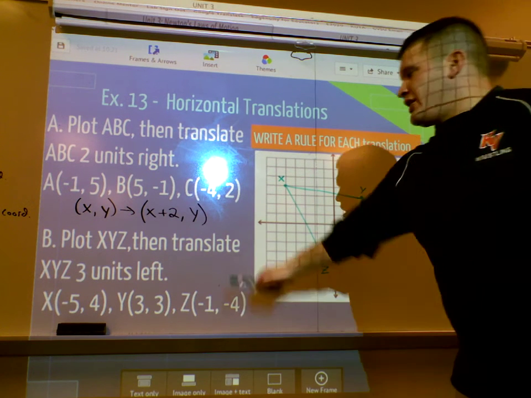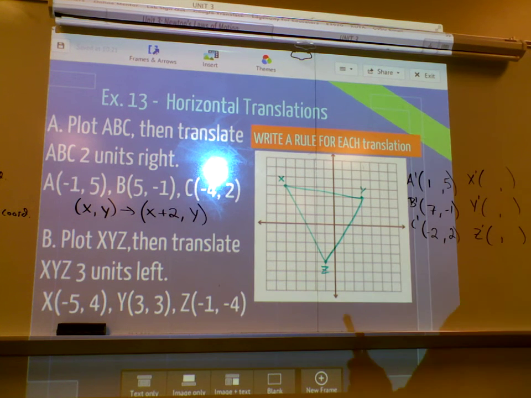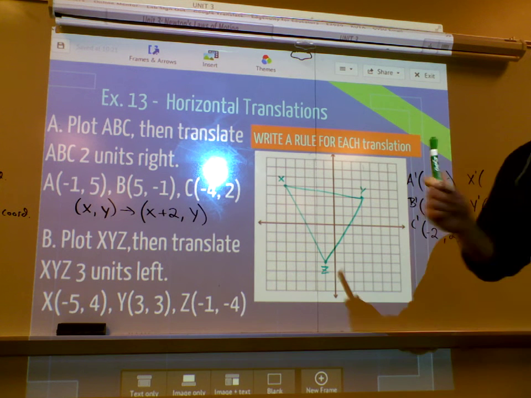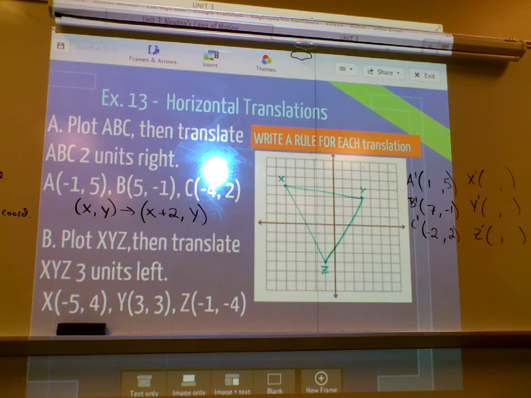Are we still moving it over to 3? So we're doing X, Y, Z, and we're moving 3 units left, right? So left is positive X or negative X? Negative X. So are we adding to x or subtracting from x? Subtracting.